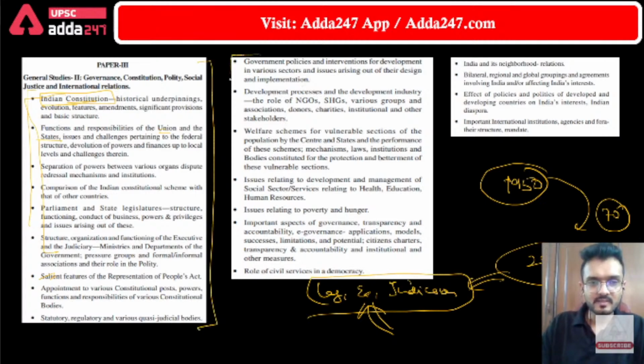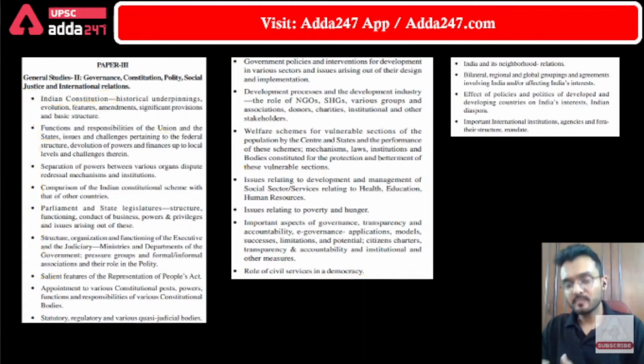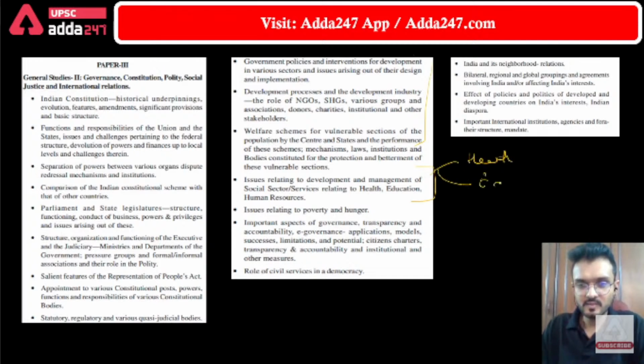Then, apart from the government, there are many other players which work for the welfare and development of the country, like NGOs and self-help groups. We will discuss all such agencies in our paper 2. And then we will see the basic problems faced by each Indian in terms of health, education, and infrastructure. How these facilities are provided and managed by the government is discussed in paper 2.